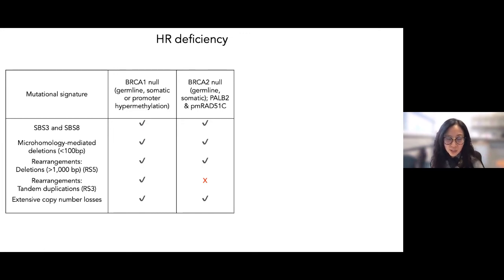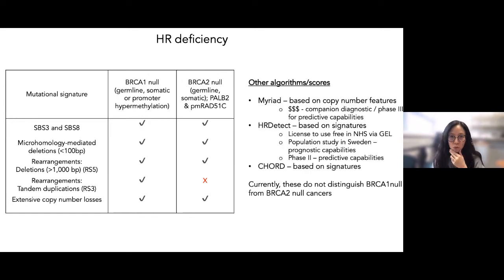It's a bit hard though, isn't it? Let's try to make it easier. So we have created an algorithm that basically takes all the signature information and then goes 99% probability HR deficiency. That's what HRDetect does. That's one of the algorithms that we've produced.